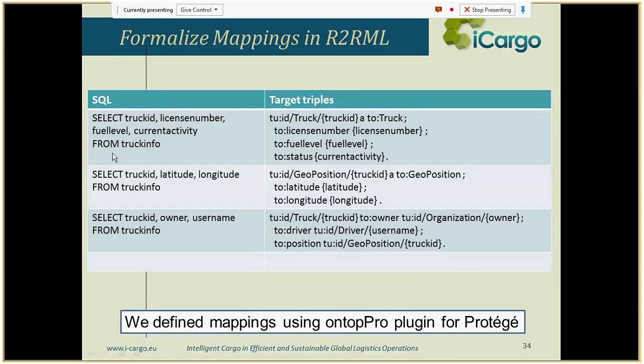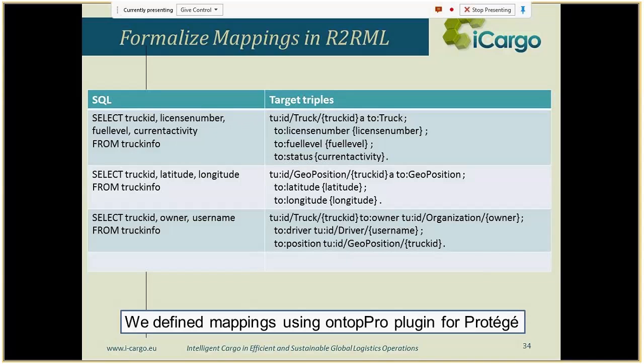mappings between the SQL statements to extract data from a table in the database and map it to a template of RDF triples. So here we're explaining that some truck with an ID, truck ID, that's extracted from the table, is actually of type truck, and that it has a license number, and the fuel level, and that the status is fed from the column of current activity.